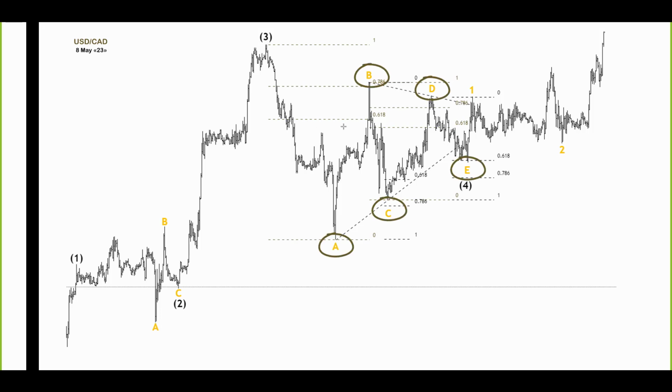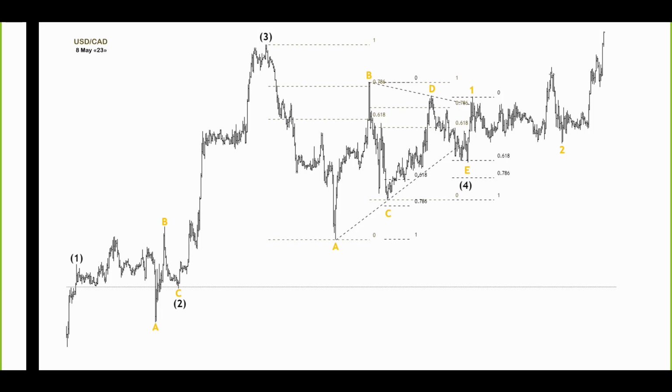We saw each of these subwaves retrace to the area represented by the 61.8 and 78.6 levels. B got to this area, C the same thing, D pretty much the same thing, just exceeded this area slightly. Wave E also got to this area between 61.8 and 78.6. So as you can see, when we see an example of contracting triangles that respects these measurements, usually the price follows our expectations.